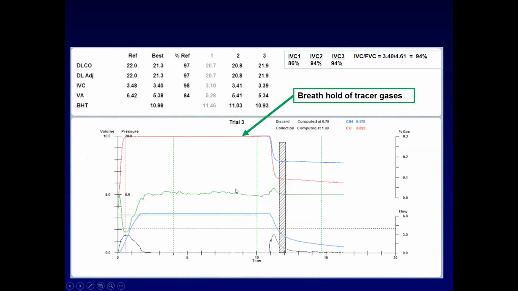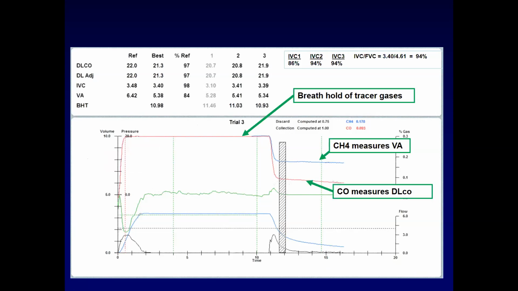And the last is the breath hold of the tracer gases, which is defined as the red line at the top. That ultimately branches into the blue line over here, which is methane. That measures alveolar volume. And then the red line, which measures diffusion capacity.